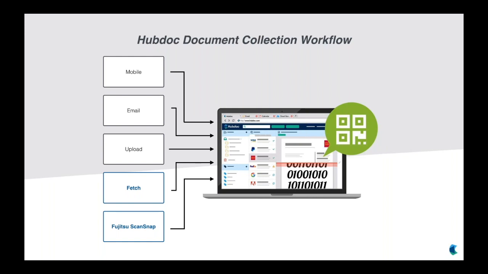Once the document is in HubDoc, regardless of the way that I got it, whether that was through the mobile device, email, upload, fetch, or the Fujitsu ScanSnap scanner, it'll extract the key data, including the vendor name, date, and total amount. Once we have that information, because of our integrations to Bill.com and Xero, we can code and post the transactions directly from HubDoc to be paid to Bill.com and to be reconciled to Xero.